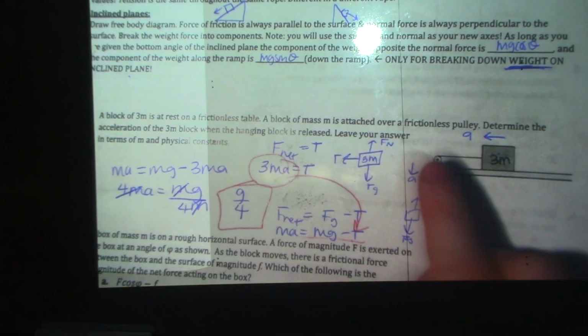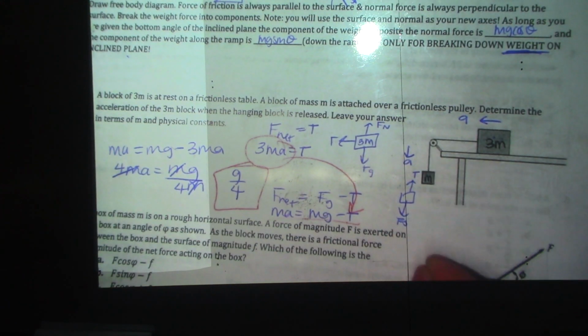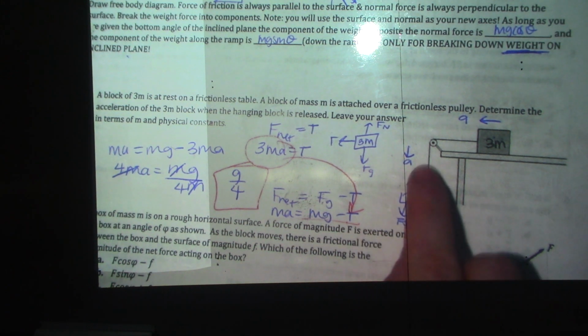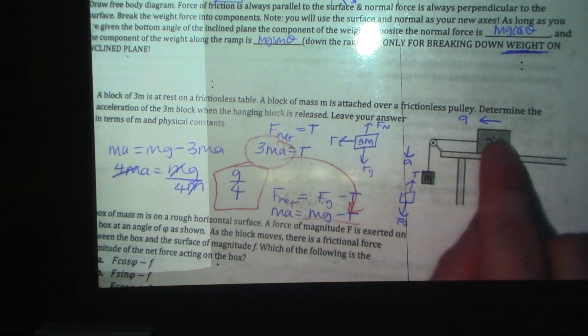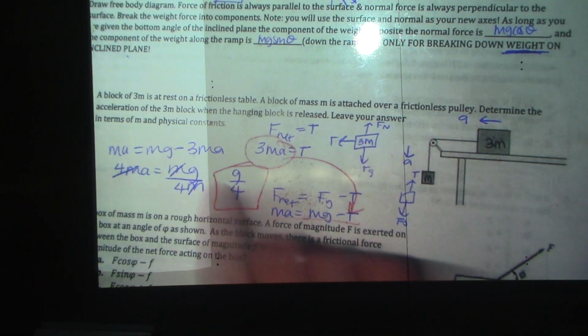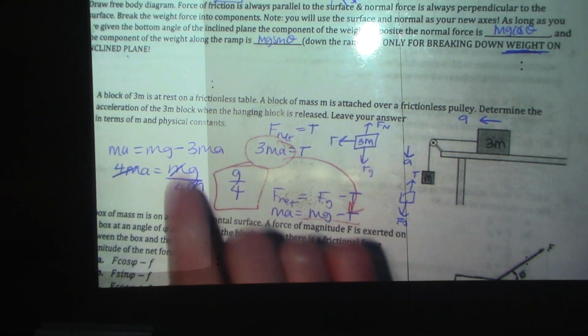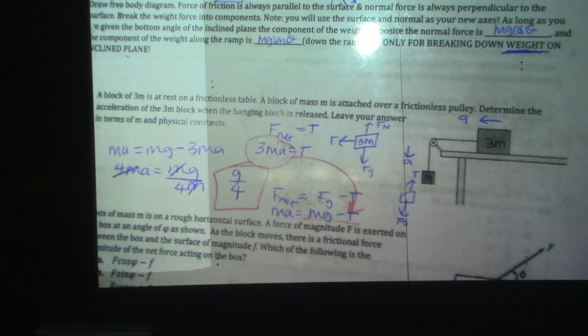And that should make sense because I have this net force of Mg, right? The only force accelerating the system is this guy's weight, and it's over the total mass of 4M, so that would give me Mg over 4M, or g over 4.